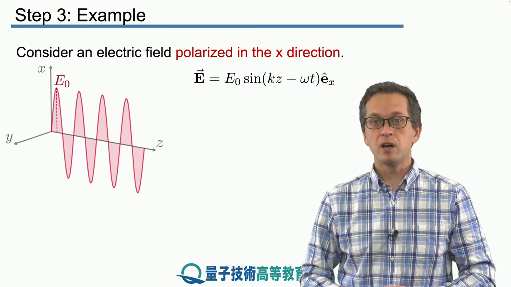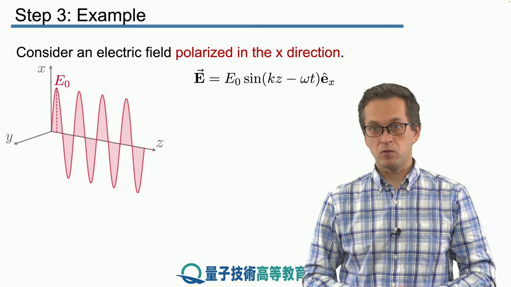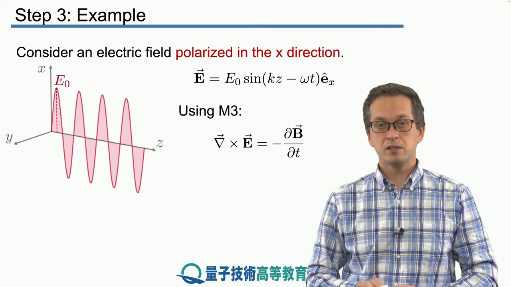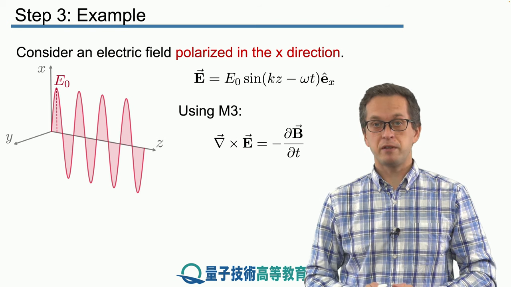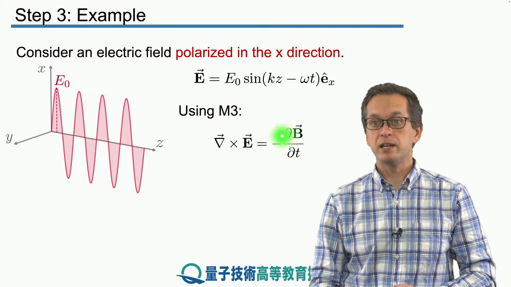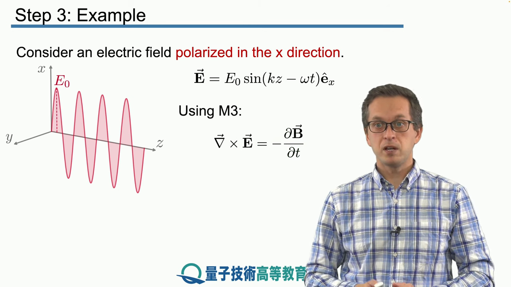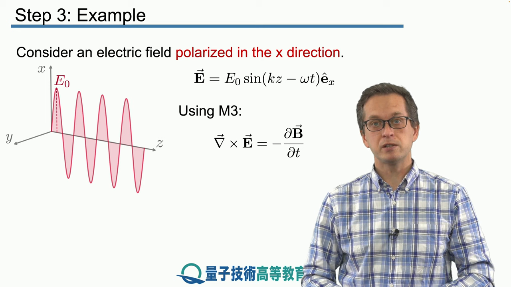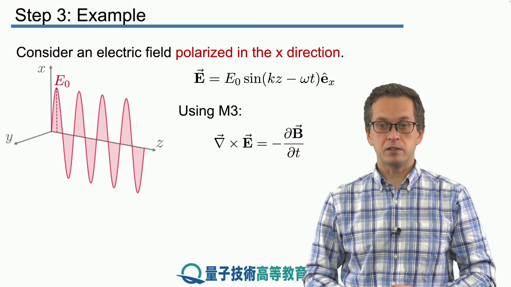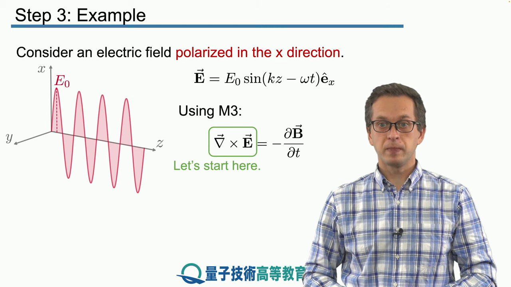And the question now is, how do we compute the associated magnetic field? So we go back to Maxwell's equations, in particular Maxwell's third equation, that tells us the curl of the electric field is related to the negative of the time derivative of the magnetic field. So let's see, if we follow the equations, what kind of magnetic field this gives us. Let's start on the left-hand side with the curl.